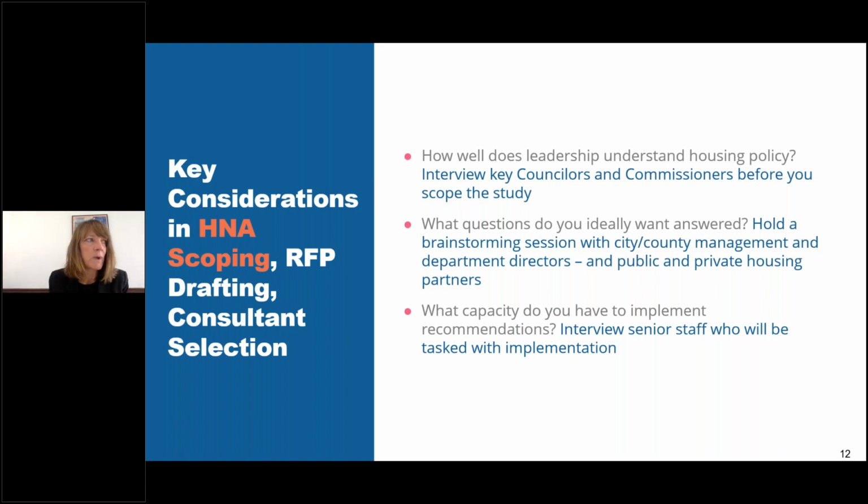But going into that, maybe before you craft the RFP so that you can talk about the solutions you desire as part of the process, but certainly before you kick off the study, and sharing that information with your consultant, I think is really important.